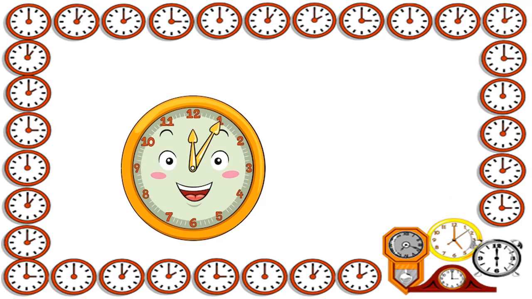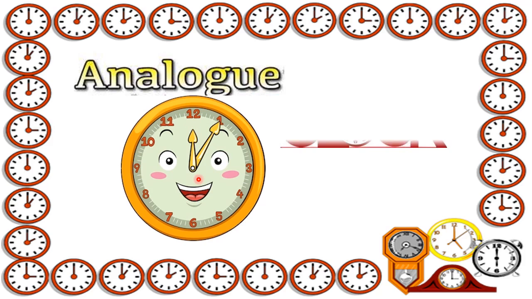So one class, you can see there is a clock on the screen. And you can see in this clock there are some numbers, from number 1 to number 12. You can count these numbers: 1, 2, 3, 4, 5, 6, 7, 8, 9, 10, 11, 12. How many numbers are here? Here we have 12 numbers in this clock, okay?